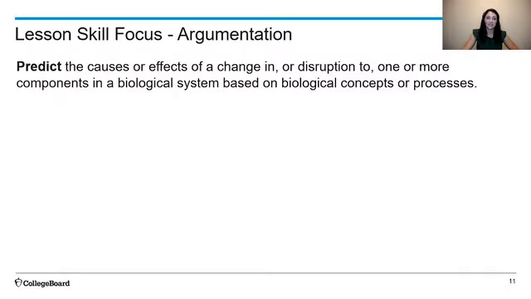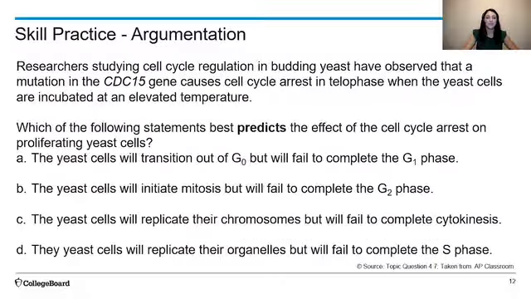So let's practice. The lesson skill focus for this video is argumentation, specifically making a prediction. So we're looking to predict the causes or effects of a change in or disruption to one or more components of a biological system. So here is our practice question. So go ahead and pause your video and give it a try. And then when you're ready, press play and we will discuss it.